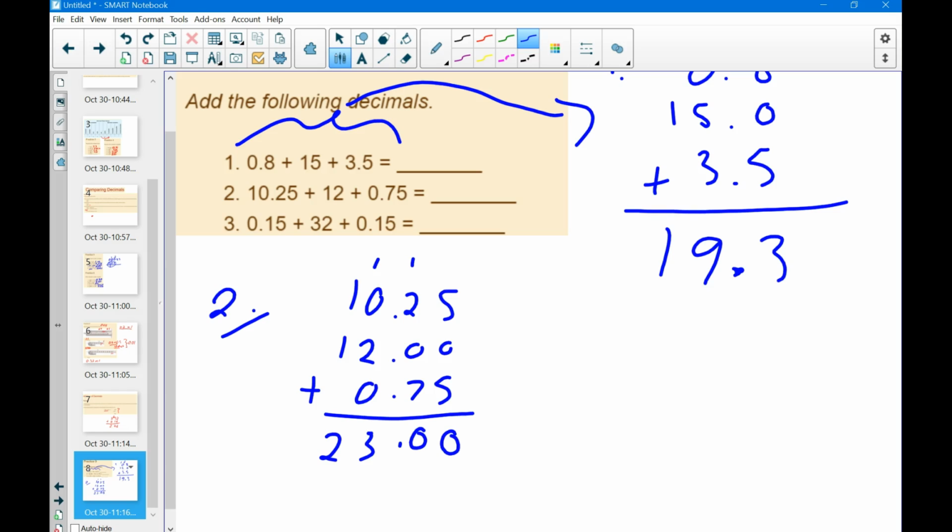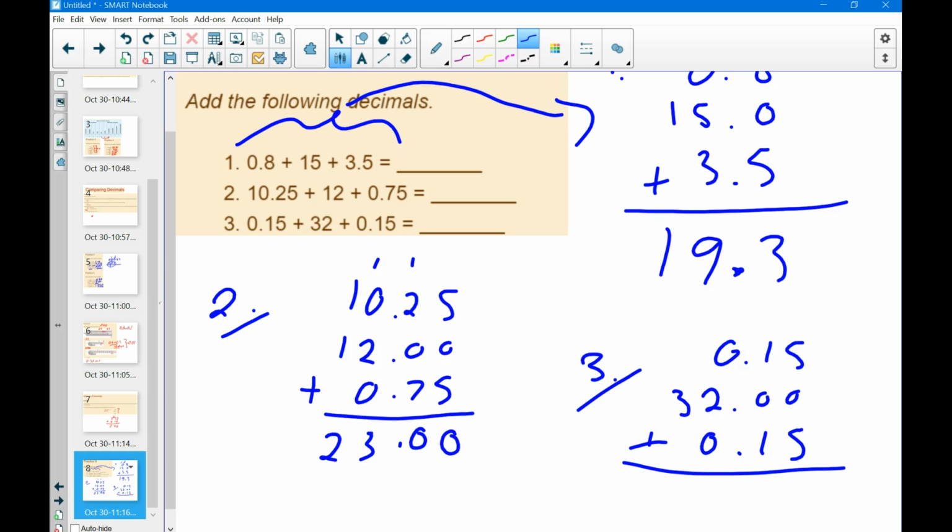Just to the last one. Looks like this. We have 3 and 3, 0.15, 3, 2.00, and 0.15.